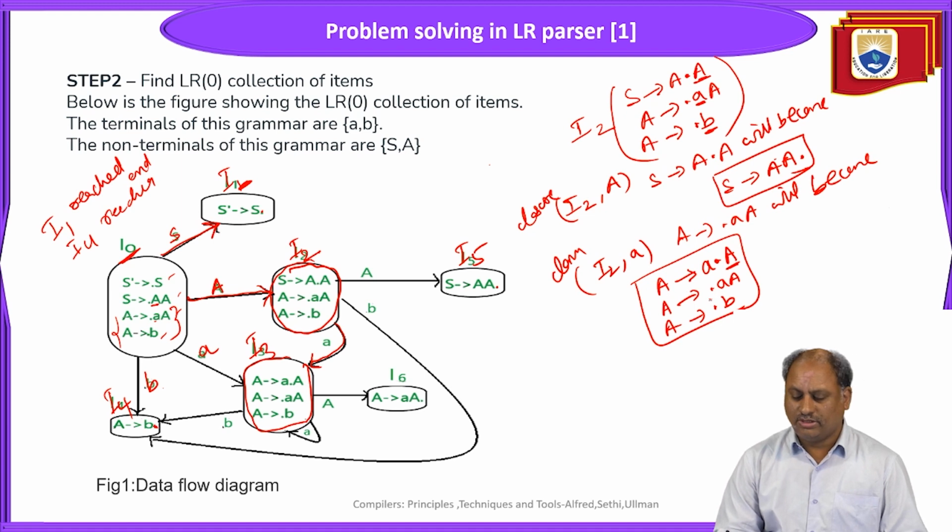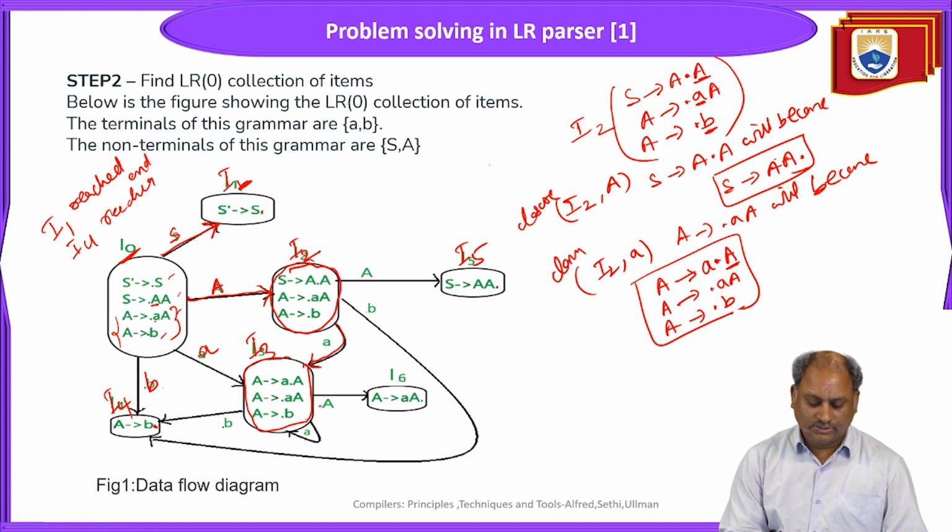So previously I3 is available, so same I3: A derives small a dot A, A derives dot B. So that's why, instead of writing a new state, we can write a transition with input a, because closure of I2 comma a gives this result, which is the same as in I3. So we have to process with the transition a to the state I3. There is no need to repeat once again.